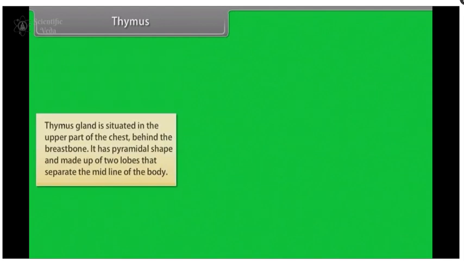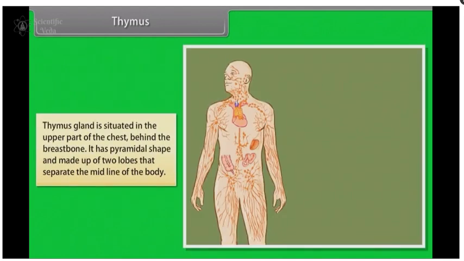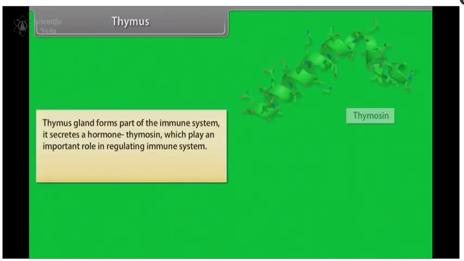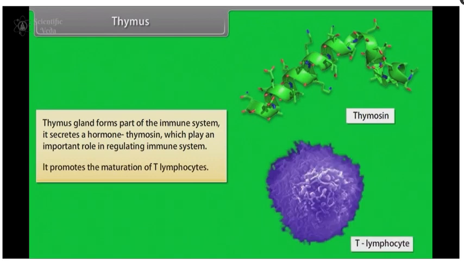Thymus. The thymus gland is situated in the upper part of the chest, behind the breastbone. It has a pyramidal shape and is made up of two lobes that separate at the midline of the body. The thymus gland forms part of the immune system. It secretes a hormone, thymosin, which plays an important role in regulating the immune system. It promotes the maturation of T lymphocytes.